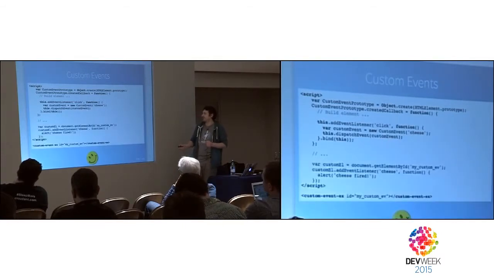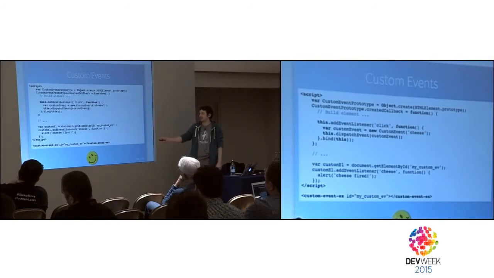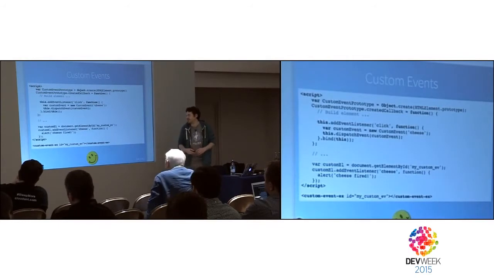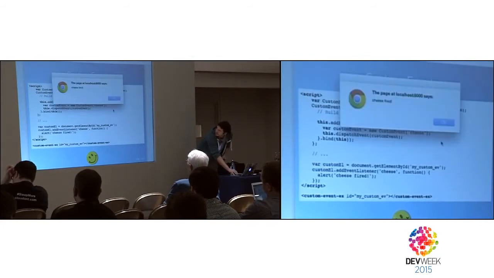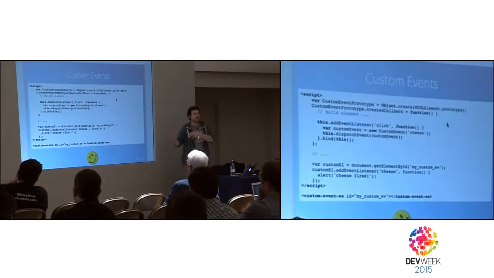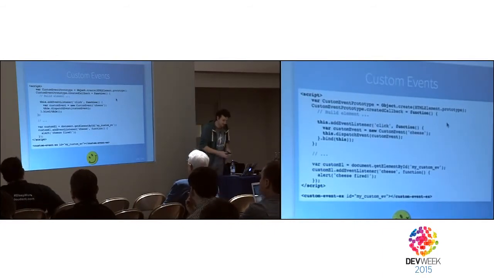Then completely outside of this, in a separate script tag, I can get that element and add an event listener for the cheese event. And then I can say cheese fired, because that's what you do with cheese. This is obviously how I define it and use it. So when I click on it, I'm getting cheese fired. So we can create those custom events and use them within our app outside of the element.